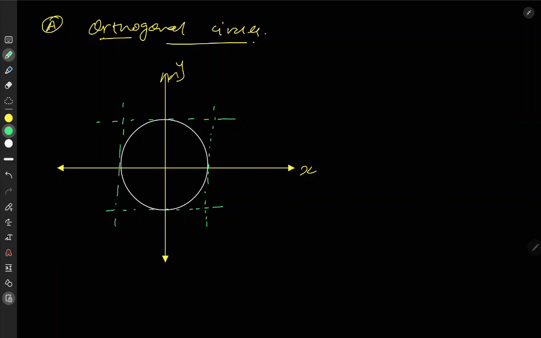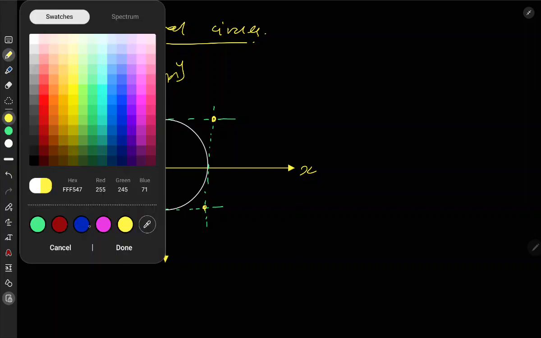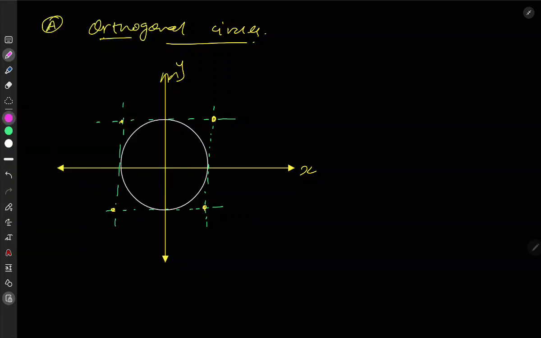Now we have drawn these four tangents, and an orthogonal circle is a circle which is drawn by joining the intersection points of two perpendicular tangents. So this point, this point, this point and this point all lie on the circle which is orthogonal to this small circle. That second circle I'll now draw in this color. This circle starts from here, goes over here, comes here, joins over here.